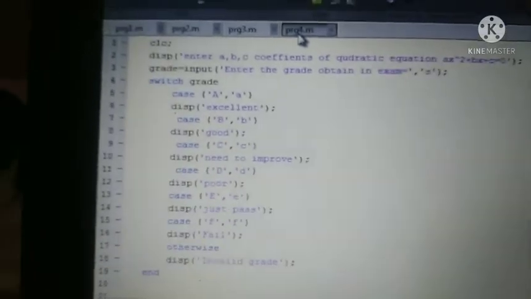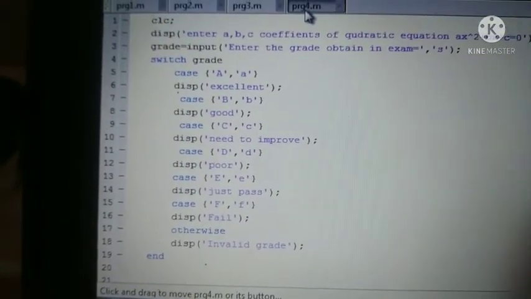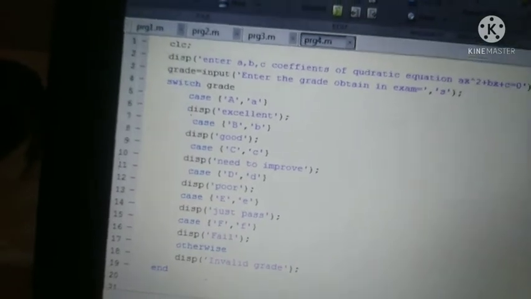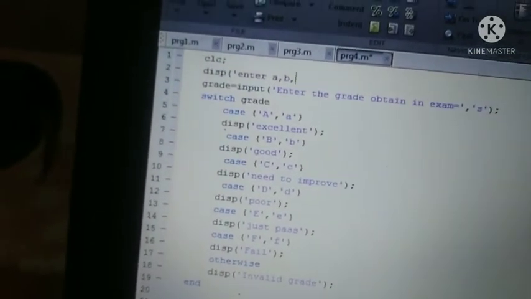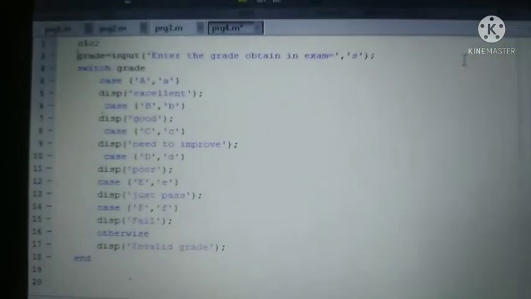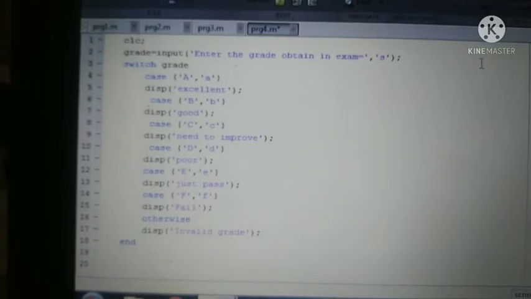In this program I have written using the switch statement, we have written a program to analyze the grades of the marks obtained by a student. Okay, so I'll just remove this. So here the program to analyze the grades obtained by a student in an exam.